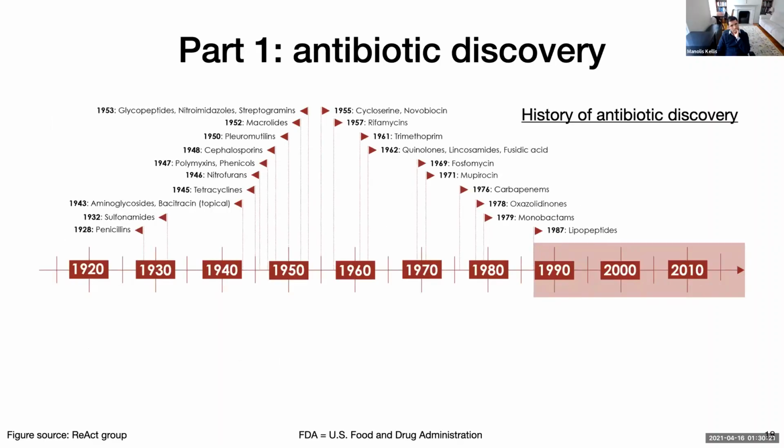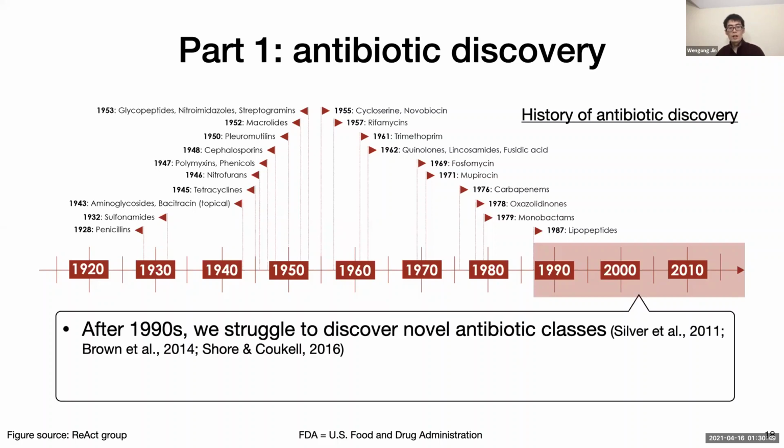So let's dive into the first part on antibiotic discovery. Let me explain why we got interested in this. This figure gives you the history of discovered antibiotics. Since the 1930s, we discovered penicillin, and it has been quite fruitful over many decades. But after the low-hanging fruits were gone, it started to become really hard to discover novel antibiotics.